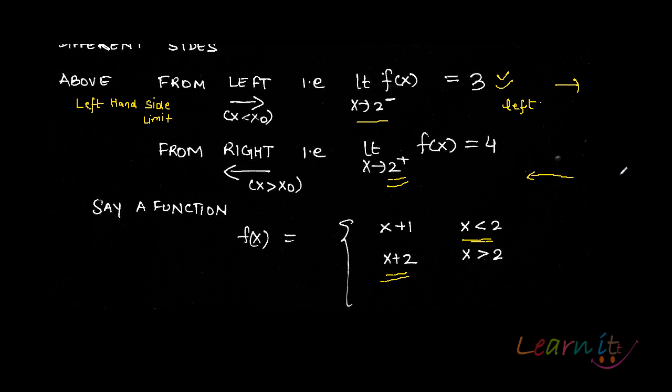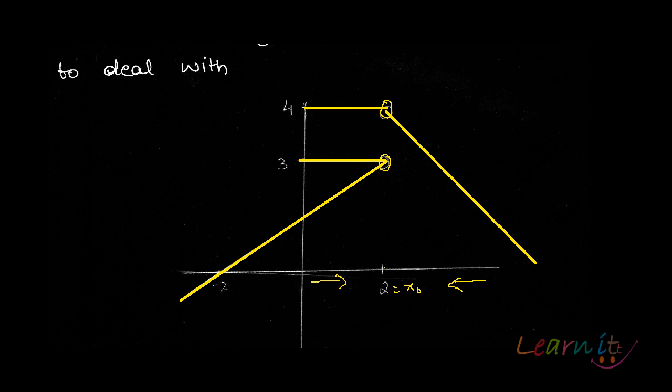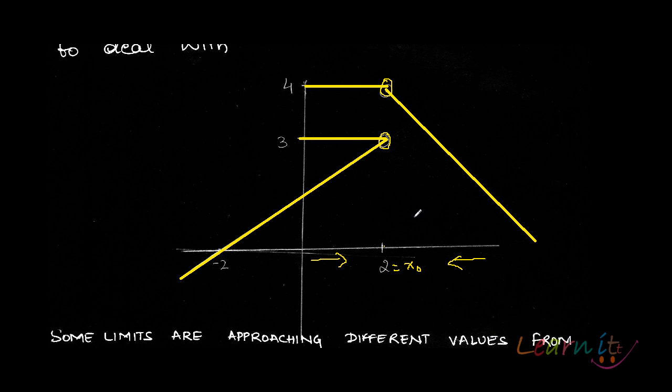So here what is happening? The limit does not exist. Why? Because the limit from the left hand side and the right hand side differ. They differ, so that means the limit does not exist. And when the limit exists, the left hand limit should be equal to the right hand limit, and that will be the limit of the function.